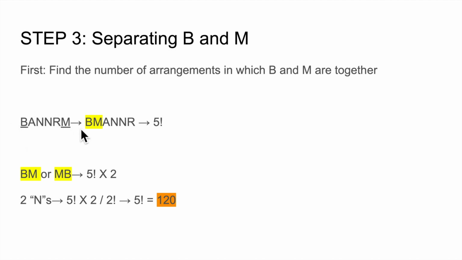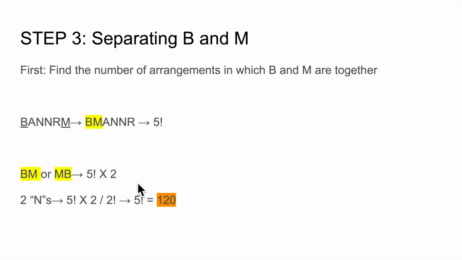This is our word, the 6-letter word, once the A's are combined. So we have the letters B and M. I've underlined them here. We are going to combine them into one letter. So pretend this solid yellow block is now one letter. So we have 5 letters in our word: BM, A, N, N, and R. Okay, so 5 factorial. But we have to remember that within this conglomerate block, the letters BM can be arranged in 2 ways, BM or MB, right? So 5 factorial times 2, the 2 here accounts for the 2 different ways in which they can be arranged.